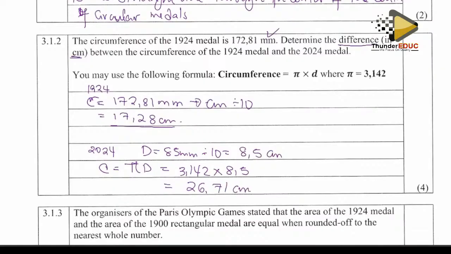26,1. These are centimeters. Now, don't forget, we have this and we have this now. What are we looking for? The difference. So we need to come down and we subtract. It's 71 minus 17, so 26 minus 17. So the answer or the difference is 9,43 centimeters.